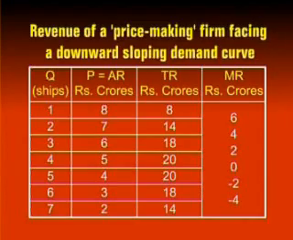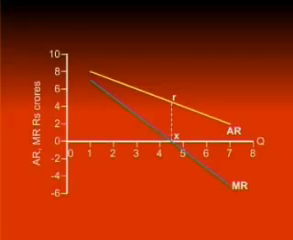And this is the extra revenue gained by the firm when it decides to sell the third unit. Now, as you can see, it is the balance of the gain in revenue and the loss in revenue which determines whether marginal revenue will be positive or negative. Now, marginal revenue has been plotted in the graph here, as you can see. Beyond point X, that is, in moving from 4 ships to 5 ships, the marginal revenue for the firm becomes negative.